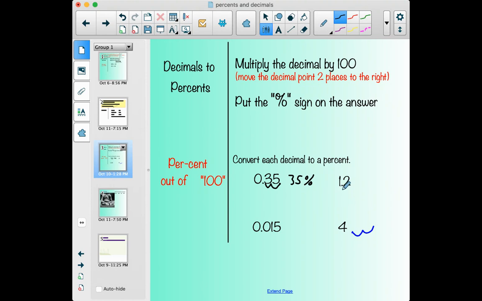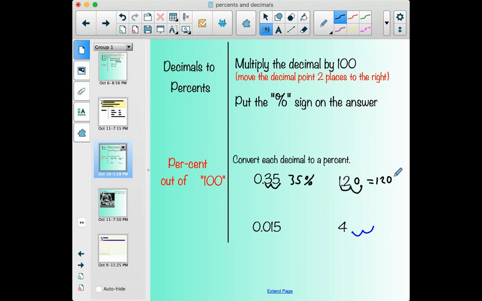All right, if this is 1.2, I'm going to again move it two places. If I move it one place, it gets to the end of the 2, then I have to move it again. Like we talked about, anytime you move a decimal point over and there's no number there, you have to fill in a placeholder. That placeholder is going to be a 0, so that keeps us in the right place value. So 1.2 moved over gives me 120%.